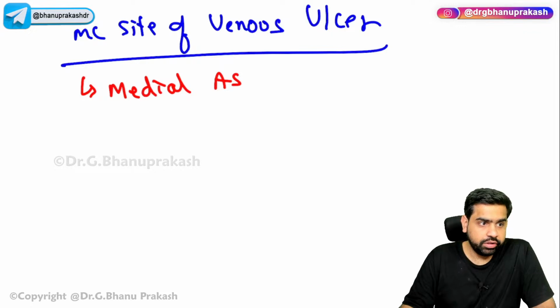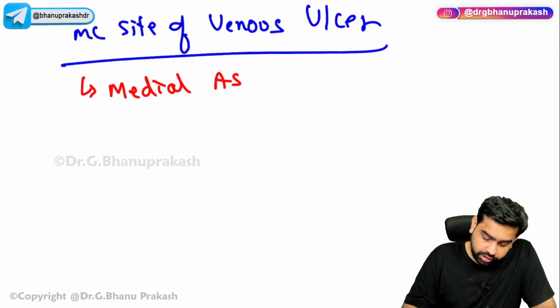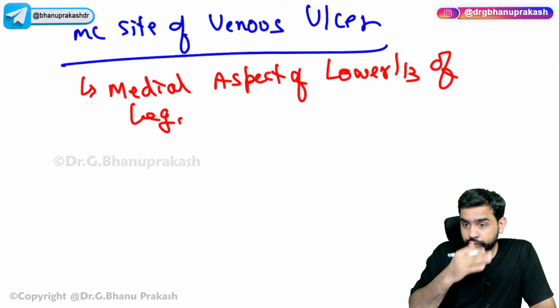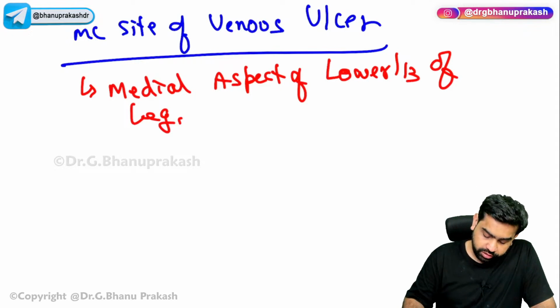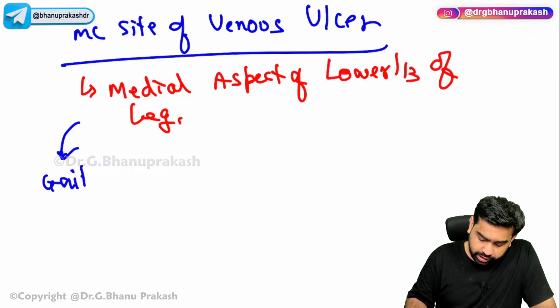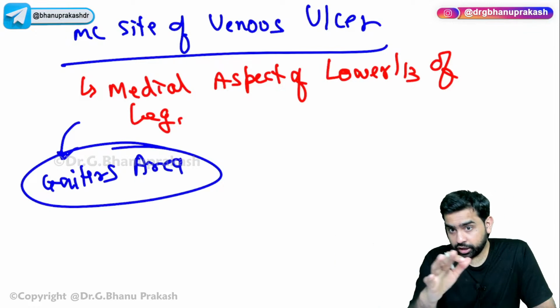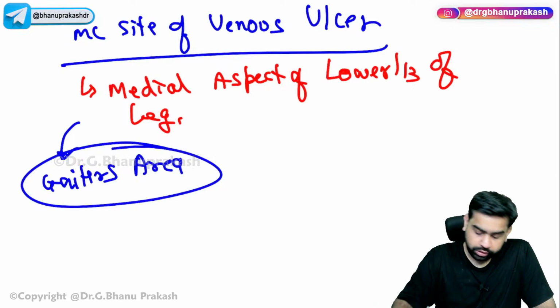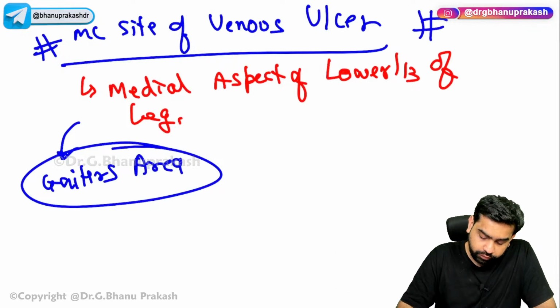Okay, so the most common site of the venous ulcer is what? That is what is called the gaiters area. What is this particular gaiters area? This is the medial aspect of the lower 1/3 of the leg. So on the medial aspect, lower 1/3 of the leg, you basically find the venous ulcer, and this is what is referred to as your gaiters area. Very, very important, guys. I hope you are able to understand this point. This is the most common site of the venous ulcer.